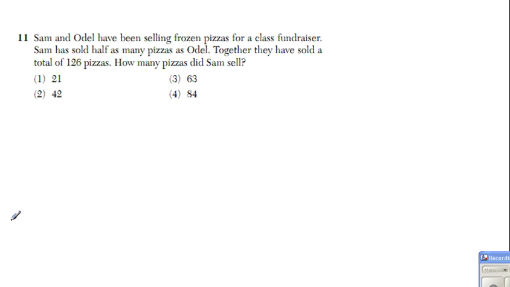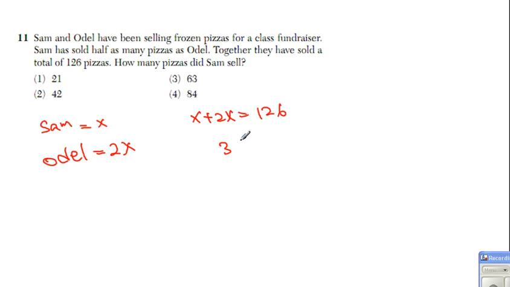Alright, Sam and Odell have been selling frozen pizza. Now, here Sam has sold half as many pizzas as Odell. So if we consider Sam as x, Odell is double the portion, 2x. And when we add up everything, x plus 2x must be equal to 126. So obviously 3x is equal to 126.